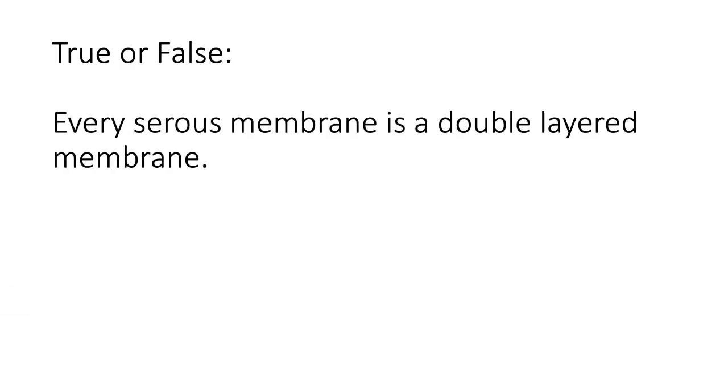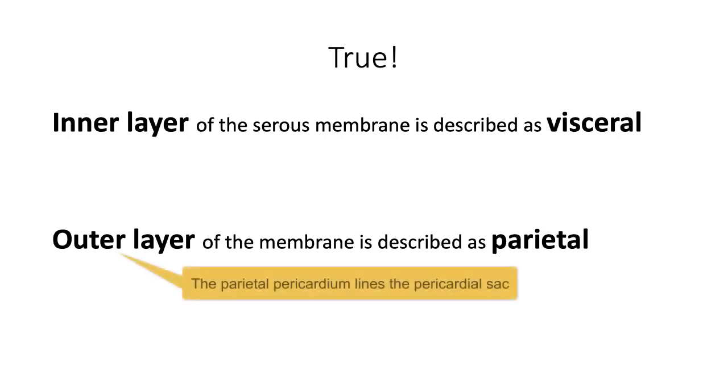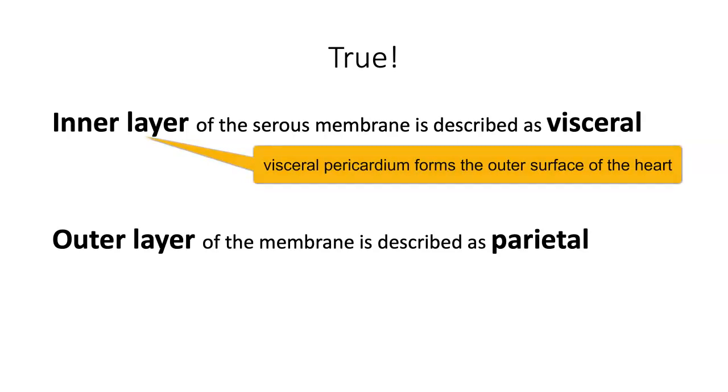So what do you think about this? True or false? Every serous membrane is a double-layered membrane. That's true whether it's around the lungs or around the heart or around an abdominal organ. The inner layer of the serous membrane is always described as visceral, and the outer layer is described as parietal. The serous membranes that surround the heart are called the pericardium, and part of the pericardium helps to form the pericardial sac, and part of the pericardium helps to form the wall of the heart.